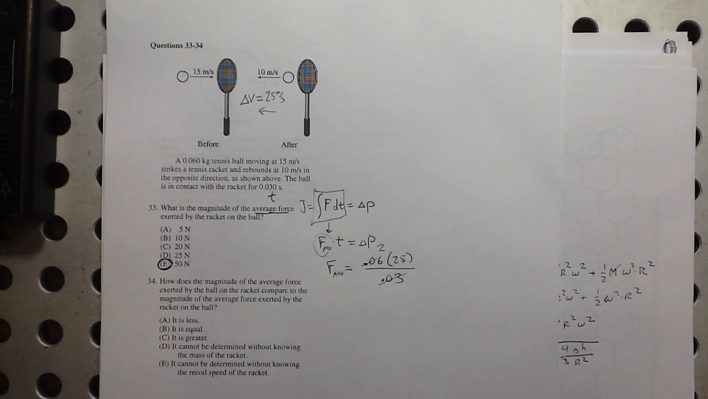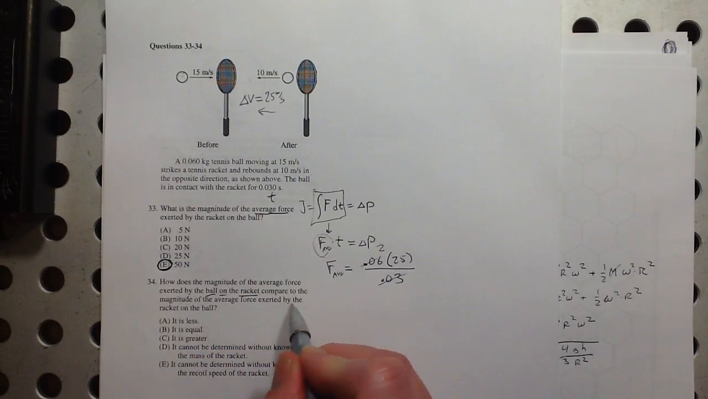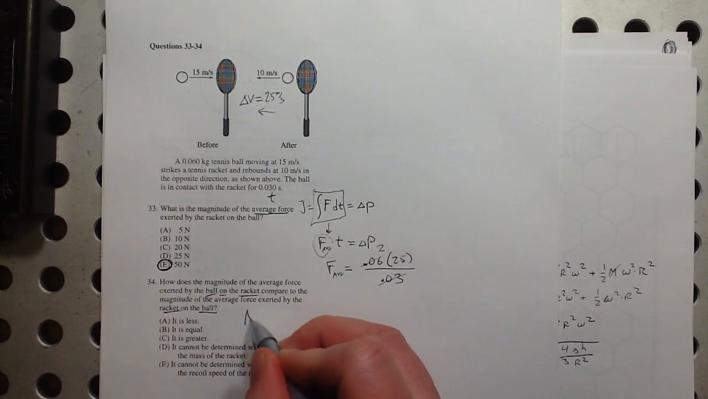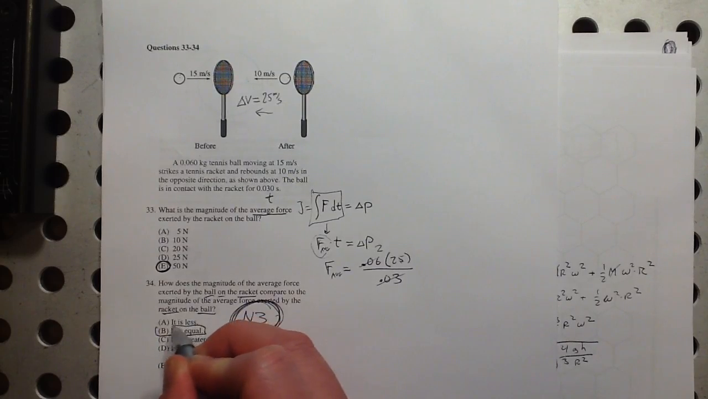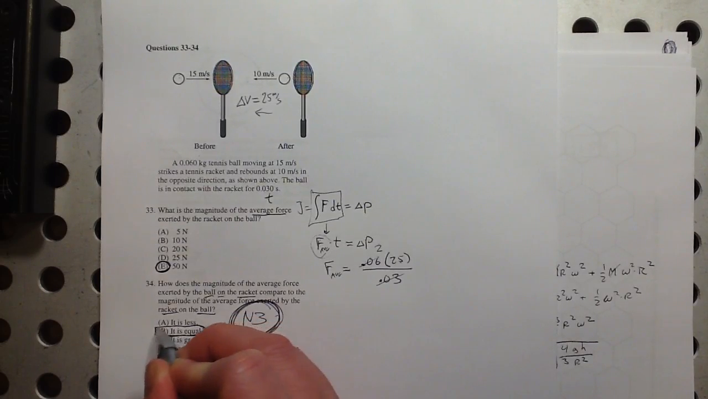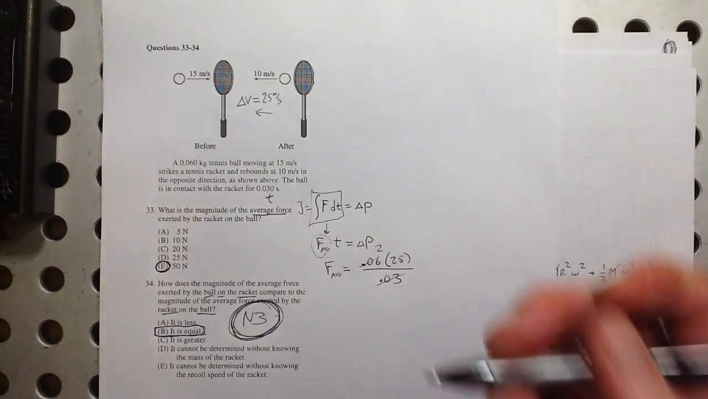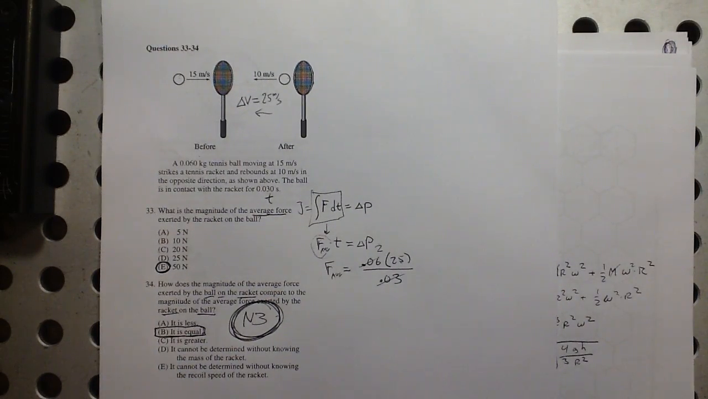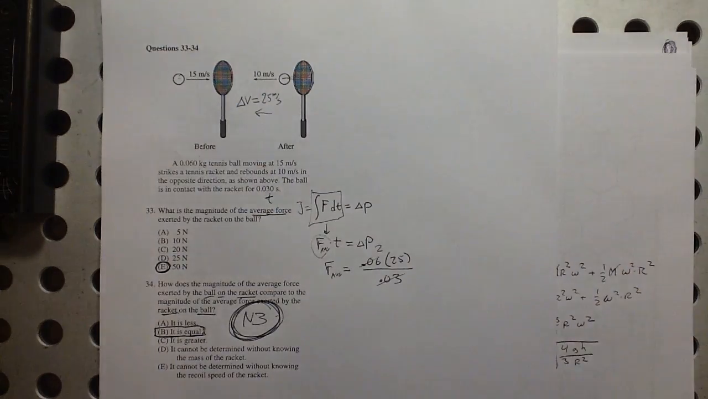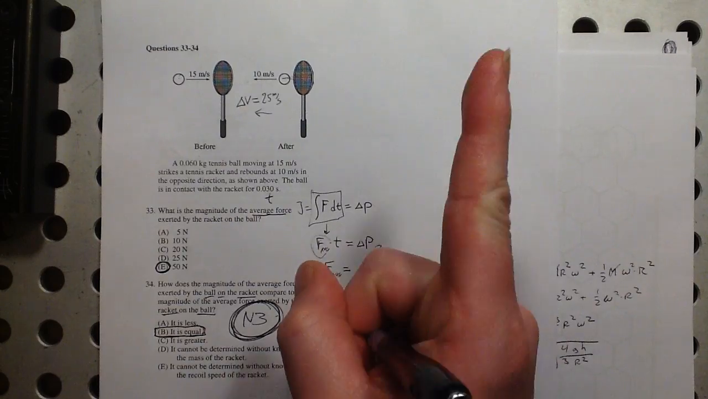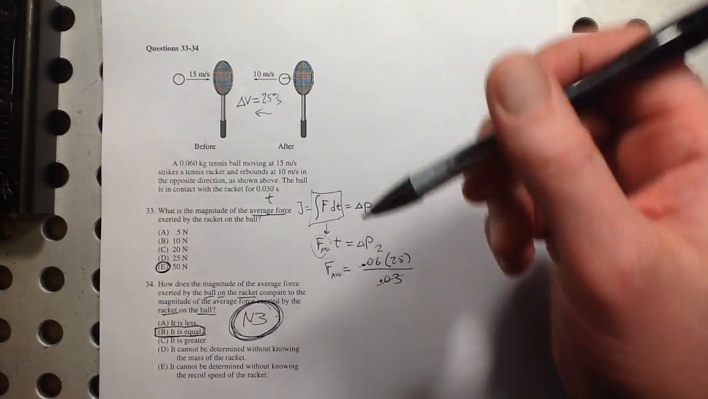How does the magnitude of the average force exerted by the ball on the racket compare to the magnitude of the average force of the racket on the ball? Newton's third law, people, equal and opposite. That's like the easiest question in the world. If you're like, oh, well, obviously the racket hits the ball harder than the ball hits the racket, no, wrong. That is not true. There's only one interaction here between the ball and the racket. There's one interaction, only one. So, as experienced by the racket and the ball, same amount of force.